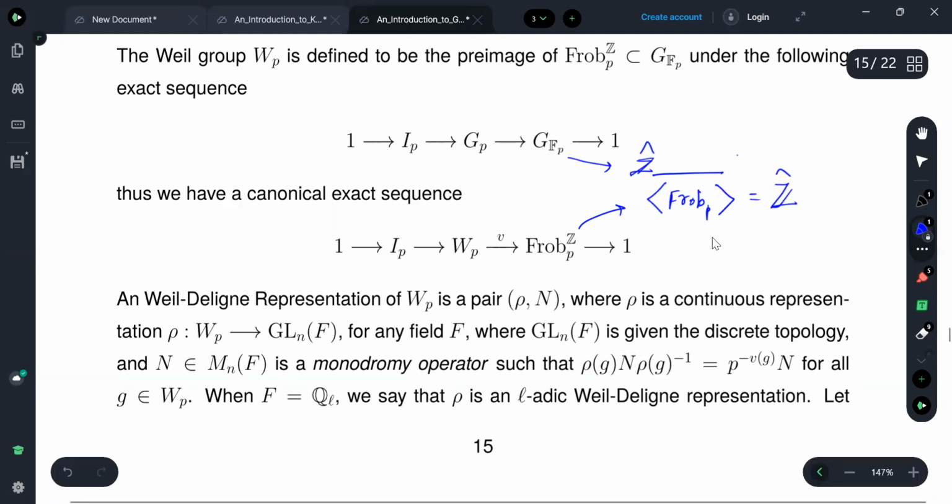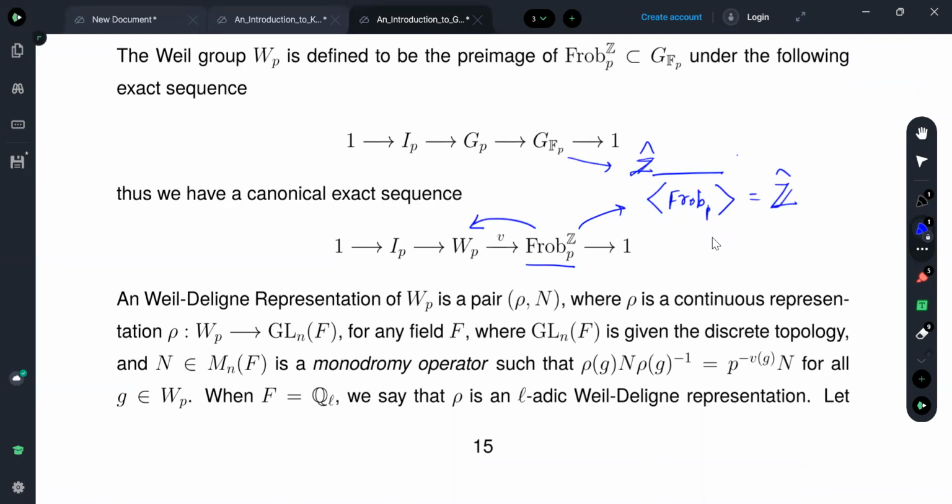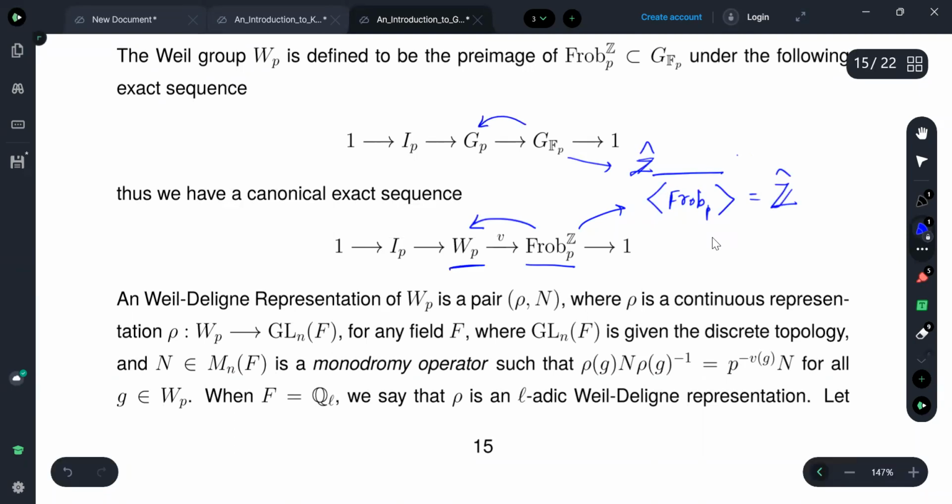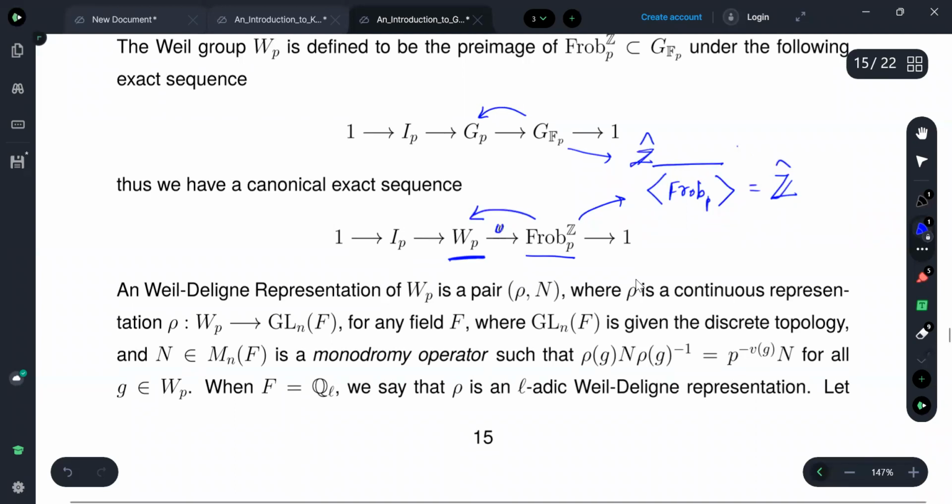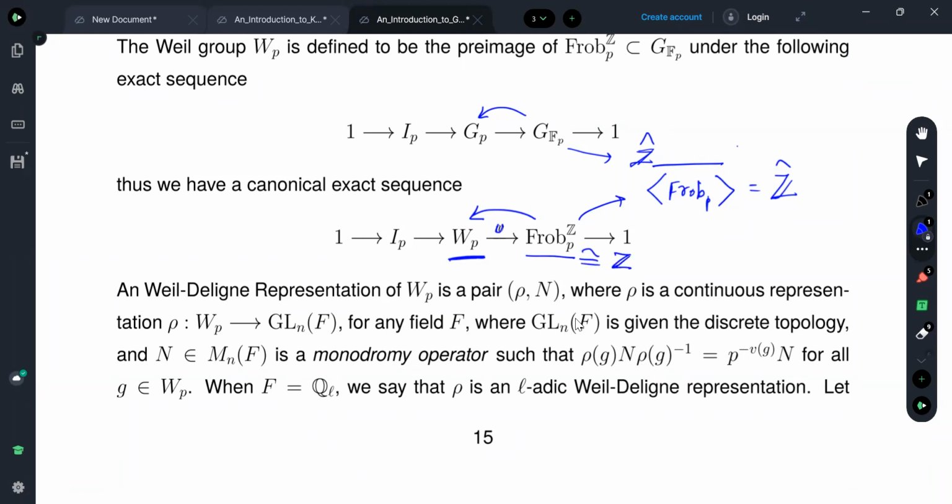So if you take that cyclic subgroup and take the pre-image of it under this map, it will be denoted by W_p and known as the Weil group at p. So here we have a map v, which takes every element g inside W_p to a unique integer inside Z. So this is also isomorphic to Z, and that's why one can think about this map v as an integer valued map.